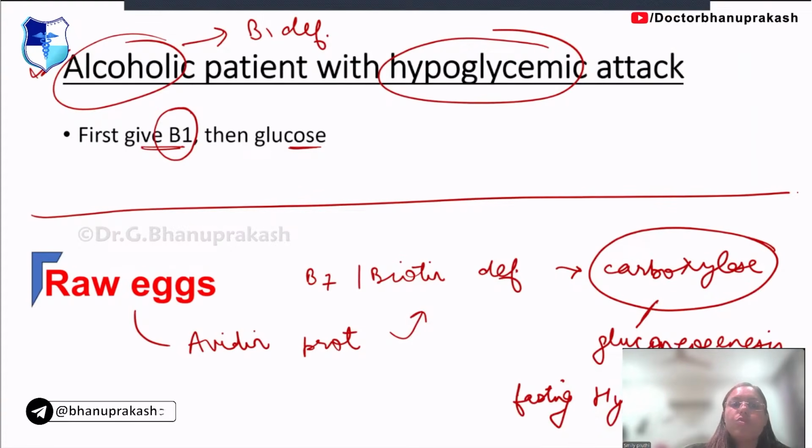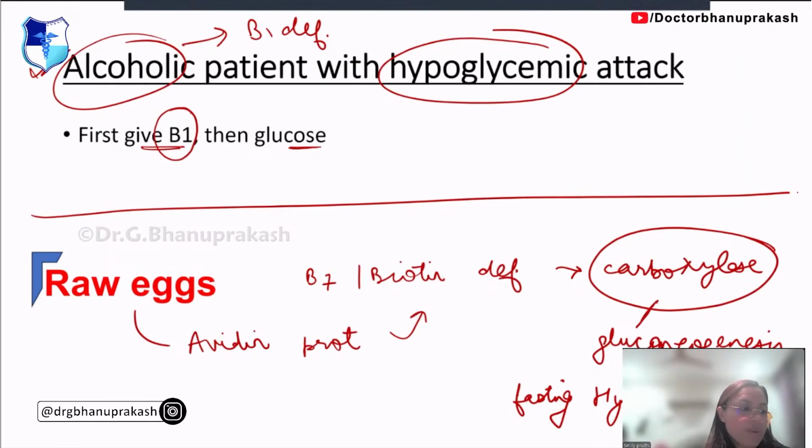If a person consuming raw eggs, going to gym, has a hypoglycemic attack, that is because of biotin deficiency. Carboxylase is affected. The pathway which is affected is gluconeogenesis. Each and every word on this slide is very important. Please note all these points.